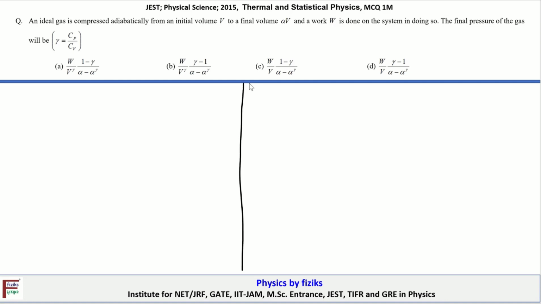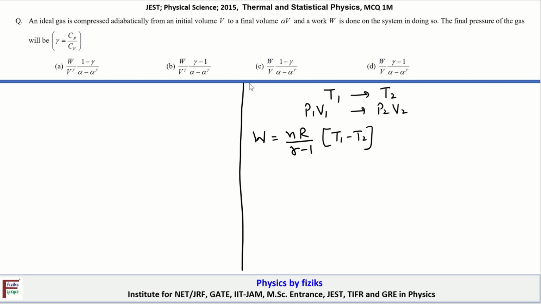So first of all, we must have an idea about the work done in an adiabatic process. For instance, let's say the system changes its equilibrium state from temperature T1 to T2, or we can say from initial parameters P1, V1 to P2, V2. In that case, the work done during an adiabatic process W is equal to nR upon gamma minus 1, into T1 minus T2.